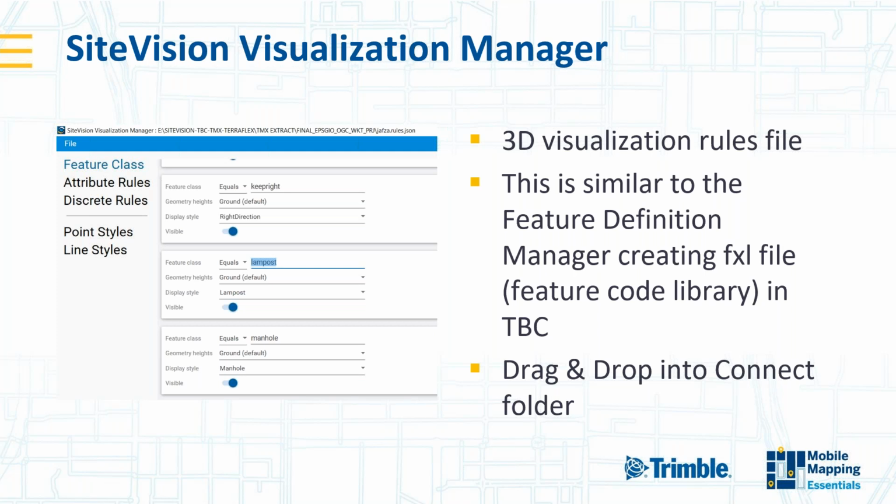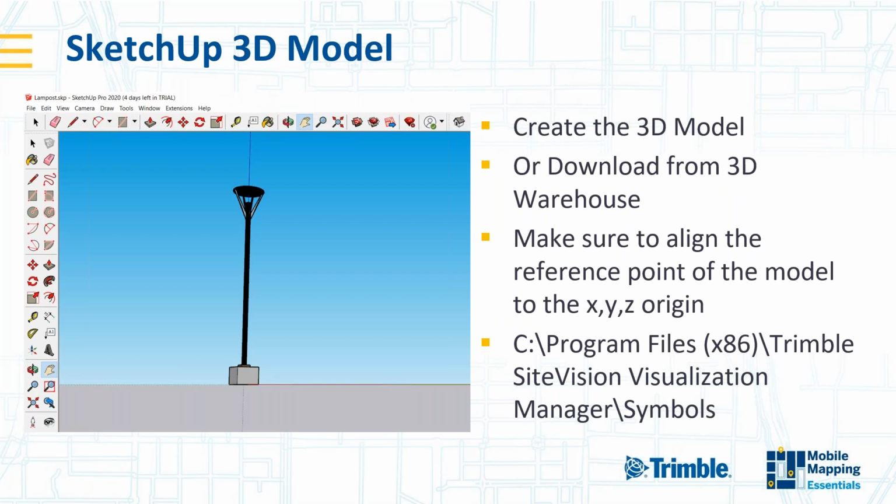Anyway, so that's the SiteVision Visualization Manager, and with the 3D model, you can be really creative here. You can display the feature in 3D, entirely up to you. You can use Trimble SketchUp and draw the model from scratch, or you can download from the Trimble SketchUp 3D Warehouse and use that in the project.